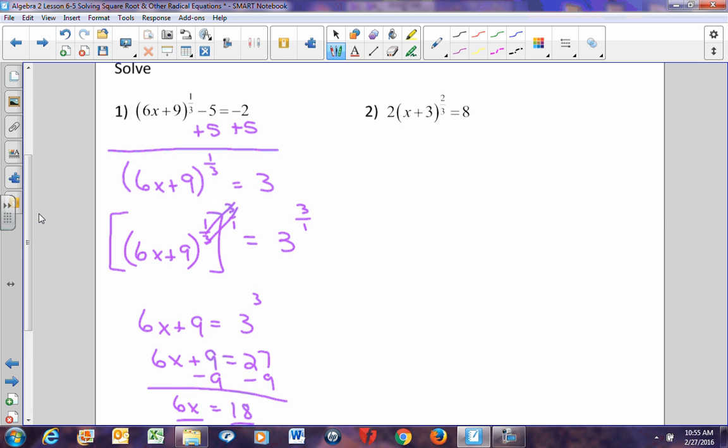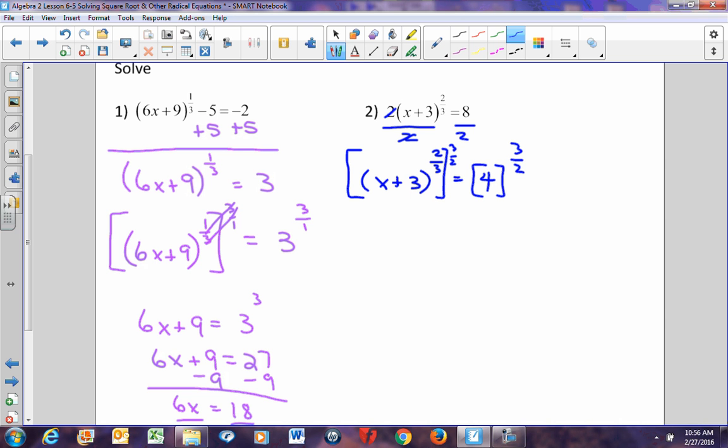First of all, to isolate the variable, I'm going to divide both sides by 2. These will cancel, and I'll get x plus 3 to the 2/3 power equals 4. So I will have to raise this to the 3/2 power. Now, here's the important thing. It started out as a cube root, but now that we took the reciprocal of it to the 3/2 power, it becomes a square root.